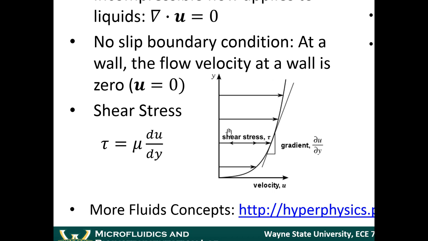These vectors are showing what the fluid velocity is going to be like. Notice that the fluid velocity at the wall goes to 0. This is what the no-slip boundary condition represents. The flow velocity at the wall is 0, and you can see that the velocity increases as we go further and further away from the wall. This is what's called a flow profile.